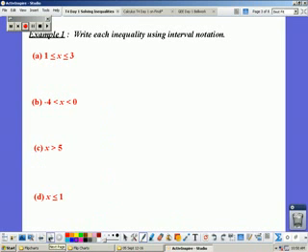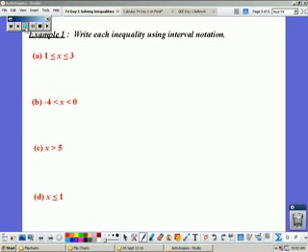Okay, so example 1, we're going to do 4 problems. It says, write each inequality using interval notation. If you remember when we started the year, we talked about interval notation and set notation. Interval notation was with the parentheses and the brackets, remember that? And the set notation was in the braces and the x such that and all that. You don't have to do set notation, but if you want to do set notation instead of interval notation, you can. I think most of you prefer the interval notation.